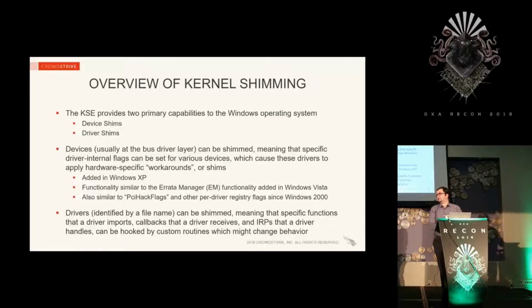So this has been there since Windows XP under the guise of AppCompat. Then in Vista, you had the errata manager, which kind of does the same thing. And then in the registry, you have sometimes flags called PCI hack flags or things like that. So it's really yet another way for device drivers to be able to identify if there's some sort of weird device on the machine. The second kind of shim this provides is driver shims. And a driver shim is basically a file name, a path to a driver that you would like to hook its imports, its callbacks, or its IRP handlers. So it does both driver shimming and device shimming.